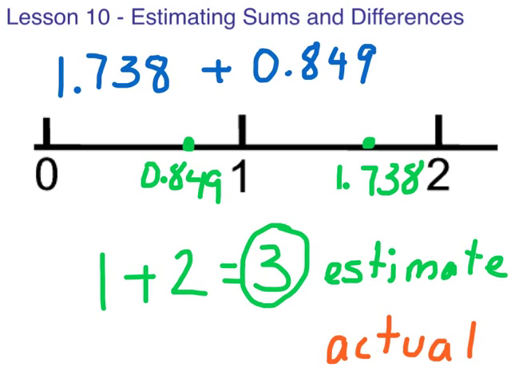And our actual answer, if we were to use our calculator to add up the two numbers, is 2 and 587 thousandths. So we could see that our estimate of 3 is in the ballpark. It's a pretty accurate estimate.